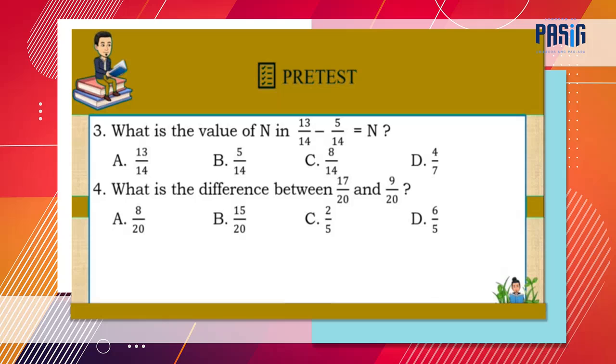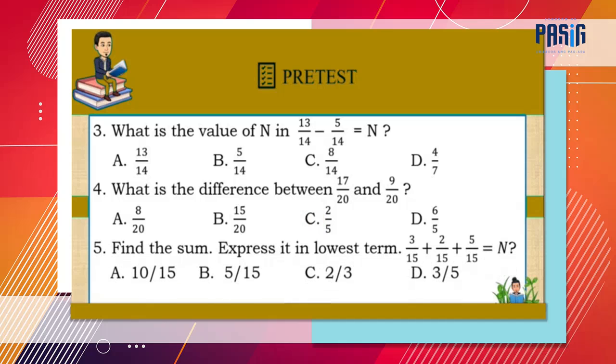Number 4. What is the difference between 17/20 and 9/20? A. 8/20, B. 15/20, C. 2/5, or D. 6/5. Time's up. The answer is C. 2/5.